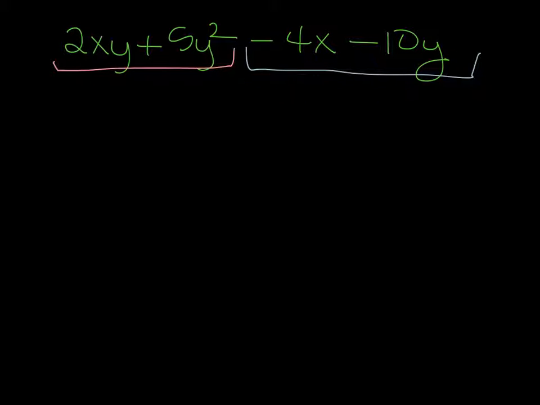2xy plus 5y squared. What do those 2 have in common? Well, they have a y. So I'm going to factor out a y, and what I have left is 2x plus 5y.